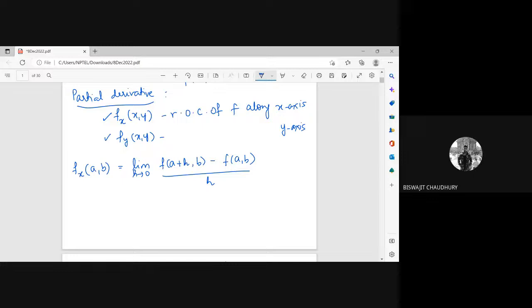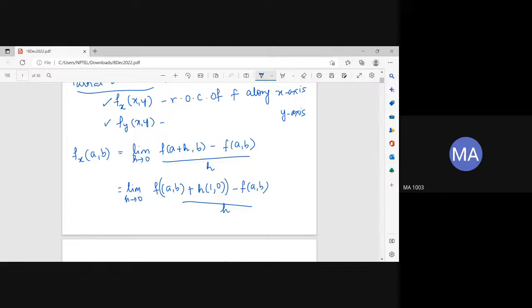So you can write it as limit h goes to 0, f of a comma b plus h into e1, that is 1 comma 0, along the direction of the x-axis. So we will take a unit vector in the direction of the x-axis, minus f of a comma b, by h. So this is the partial derivative of the function f with respect to x.